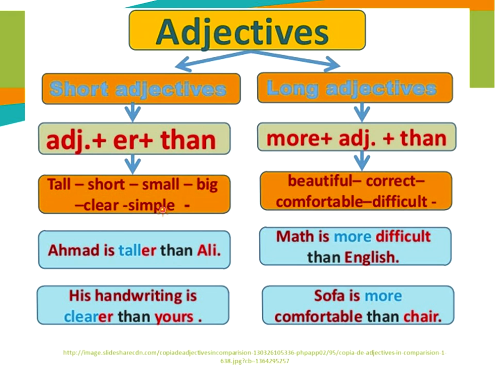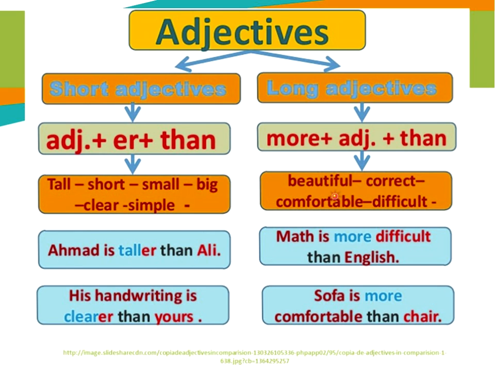But when you say beautiful, it has three syllables because you have three hits of voice. Correct, two strokes. Comfortable. You have three. Difficult. Three. So those are the adjectives when you think about that.